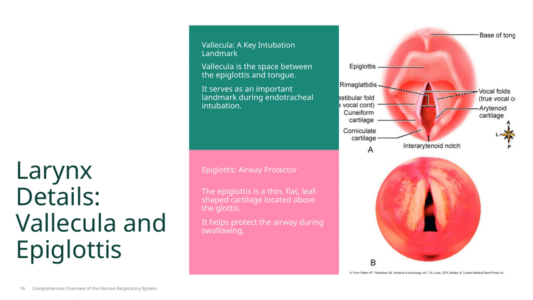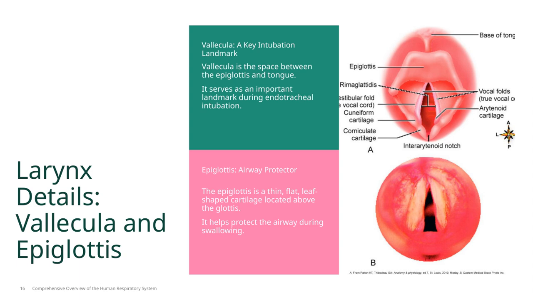Now, moving on to the epiglottis. The epiglottis is a thin, flat, leaf-shaped piece of cartilage located above the glottis. Its main role is to protect the airway during swallowing by covering the opening to the larynx. This prevents food or liquids from entering the lungs, which is vital for preventing aspiration.